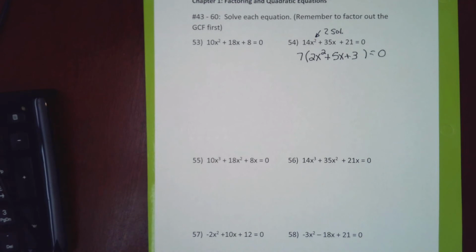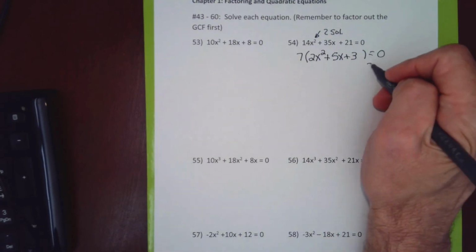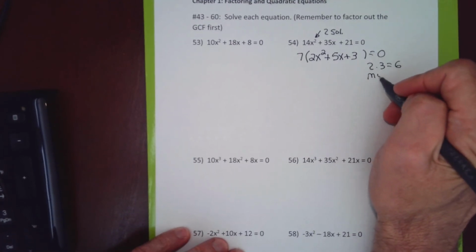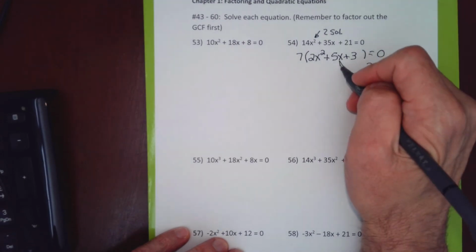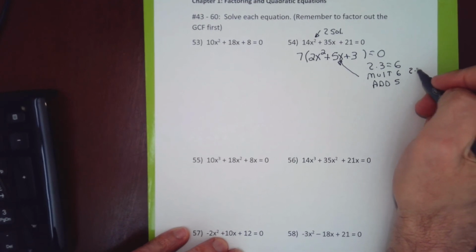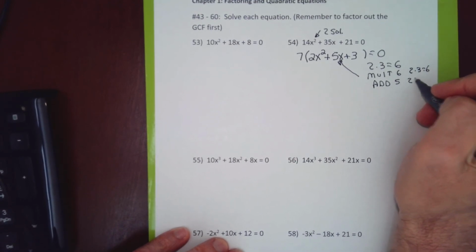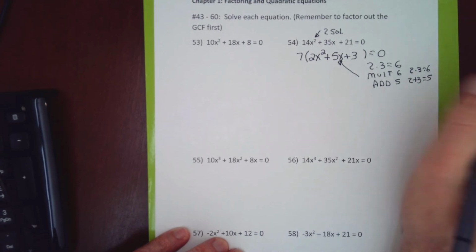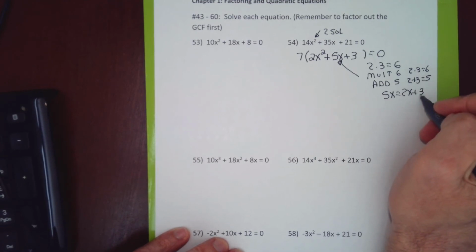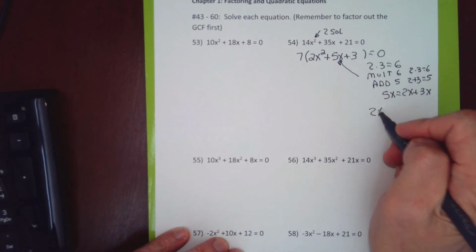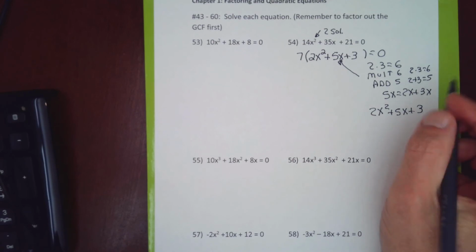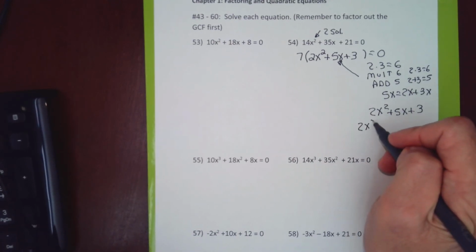Now I'm going to group factor the 2x squared plus 5x plus 3. I'll multiply the 2 and 3 and get 6. I need plus plus numbers that multiply to this 6 and add to that 5. And that's perfectly going to be 2 and 3, because 2 times 3 is 6 and 2 plus 3 is 5. So I'm going to rewrite the 5x as 2x plus 3x. I need to do it by grouping because of the 2 in front of the x squared.